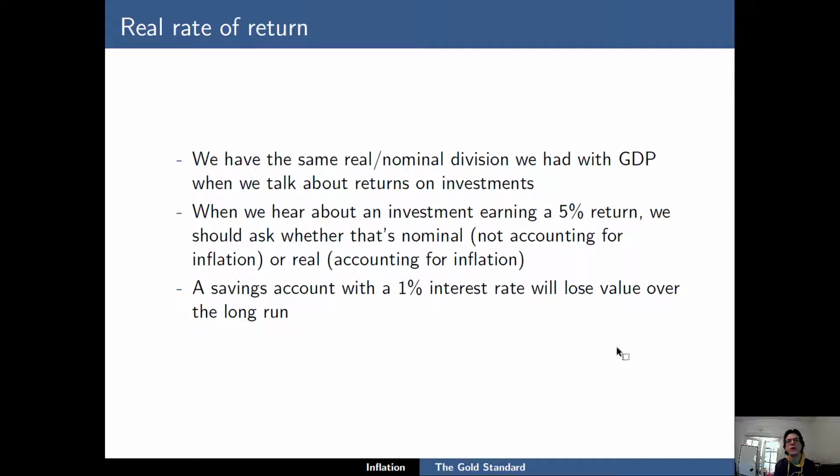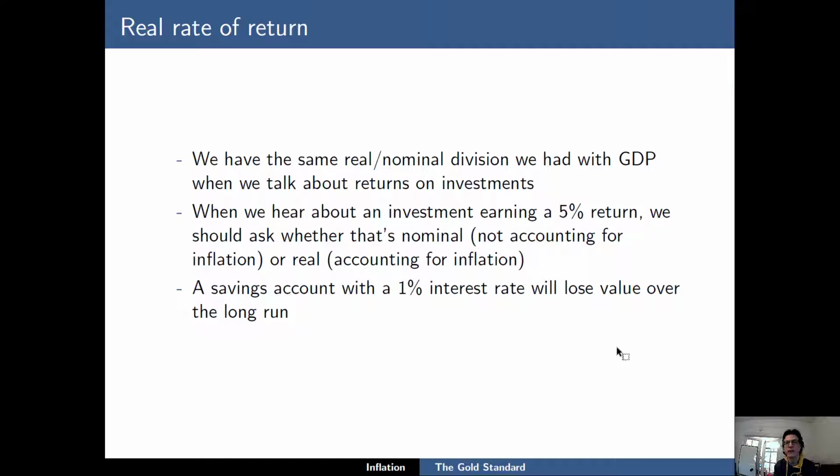So, first of all, I want to talk about something called the real rate of return. If you remember from previous lectures, we talked about the difference between real GDP and nominal GDP, in that nominal GDP included the price level, but real GDP did not. And we have the same thing whenever we're talking about returns on investment. So you may hear about an investment that earns a 5% return. Your first question should be whether that 5% return is a nominal rate of return or a real rate of return, because a nominal rate of return would not take into account inflation.